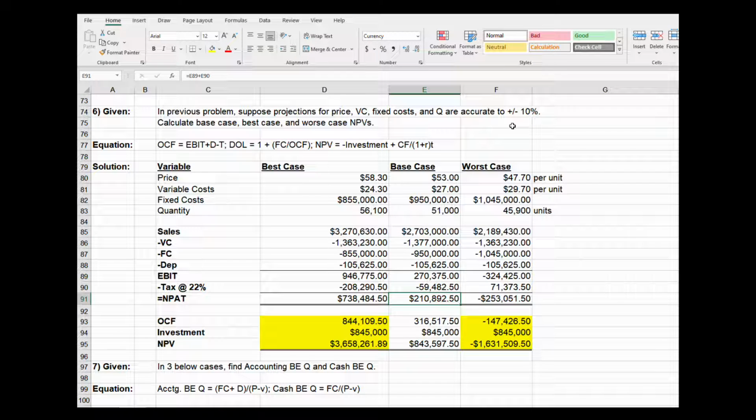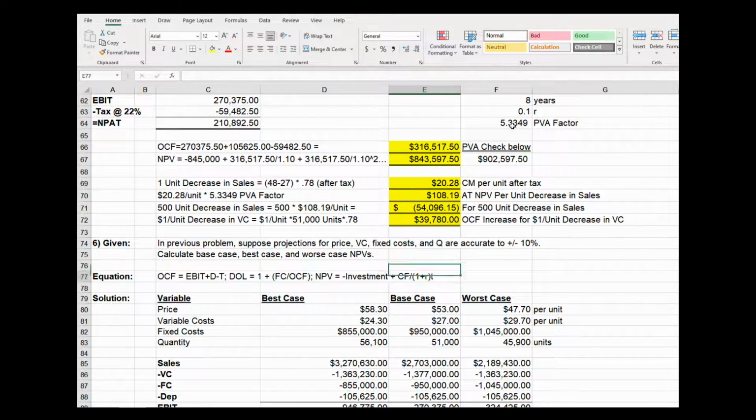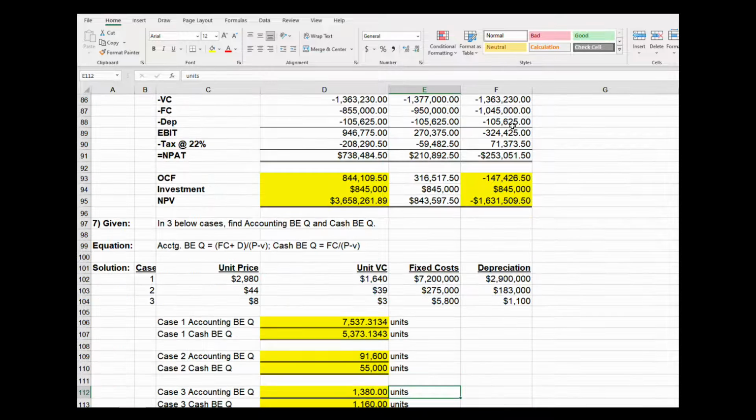Base case net income is 210,892.50, as we had previously in the prior problem. There it is, 210,892.50. And then we see that the NPAT or net income goes way up in the best case, and it goes way down to negative 253,000 in the worst case. My OCF is still 316,517.50 as per the prior problem, and my NPV is 843,597.50 at 10%. It's accept.